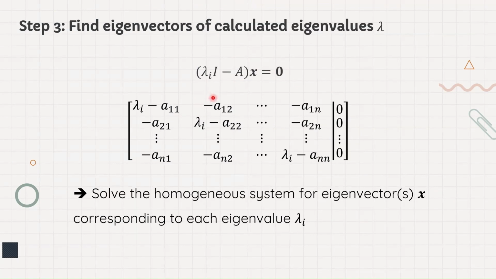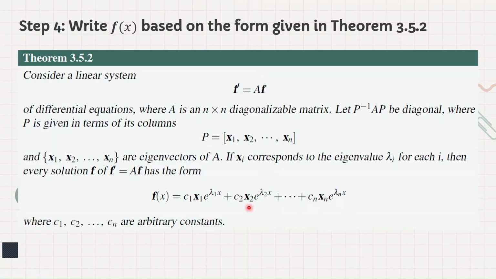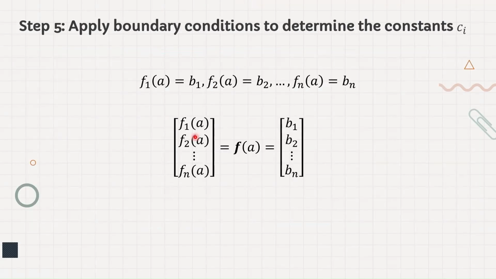We can substitute each calculated lambda i into our matrix and write the augmented form of it to solve the homogeneous system to find the eigenvector x. After we have all eigenvectors and eigenvalues, we can write the form of f(x). So c1, c2, up to cn are just the constants, and x1 is the eigenvector corresponding to the eigenvalue lambda 1 here. Then we can apply the boundary conditions to determine the constants.